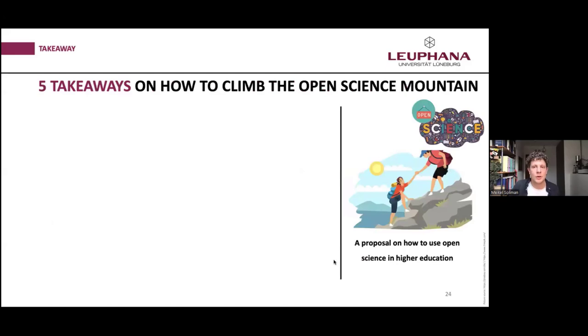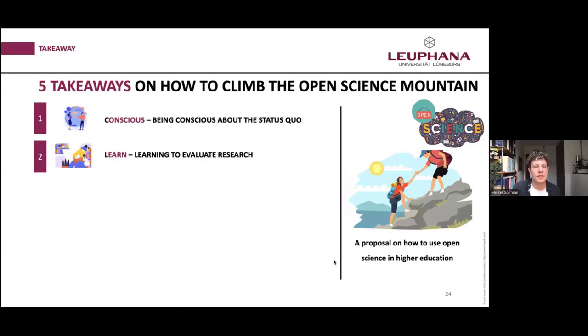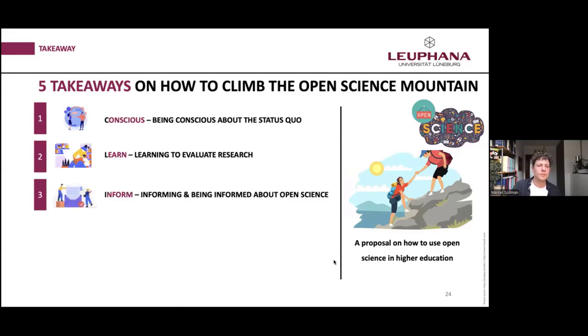So summarizing what I talked about for the last 30 minutes is we need to make students conscious about the status quo, meaning that even if you think there is not a replication crisis, there's a replication problem. At least we need to acknowledge that and make students aware of that. We also need to make students learn how to evaluate papers that they have in front of them. Otherwise, it's very hard for them to decide whether something can be replicated or can't be replicated. Then also, it's useful to inform students about open science, even though they know about the idea, maybe they don't know about the different open science practices that you can employ.